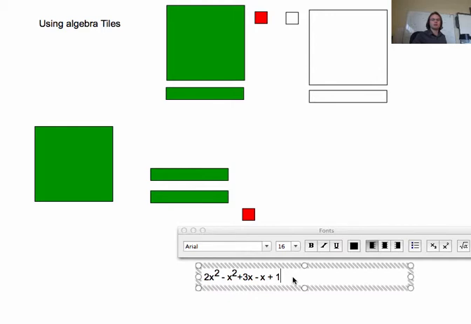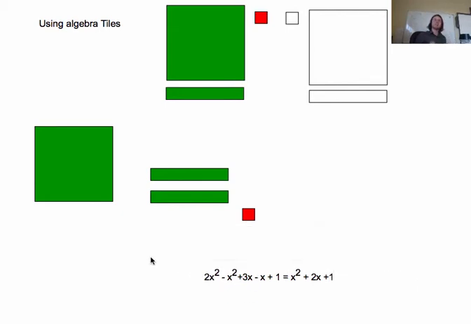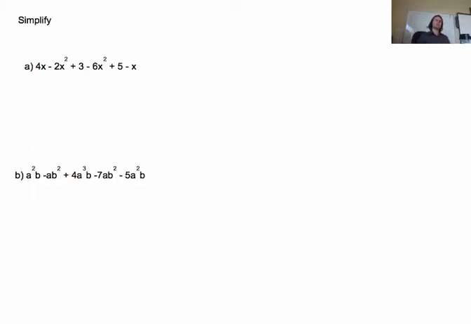So let's plug that in here. This is equal to x squared, and we have plus 2x, and then we want plus 1. Okay? That's how we did that. We just combined each term. That's it. Okay? Now we're going to look at these questions here.